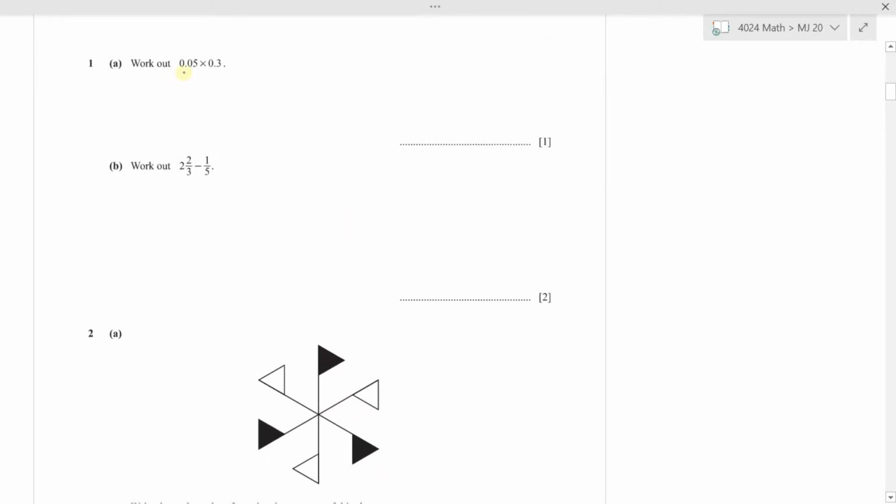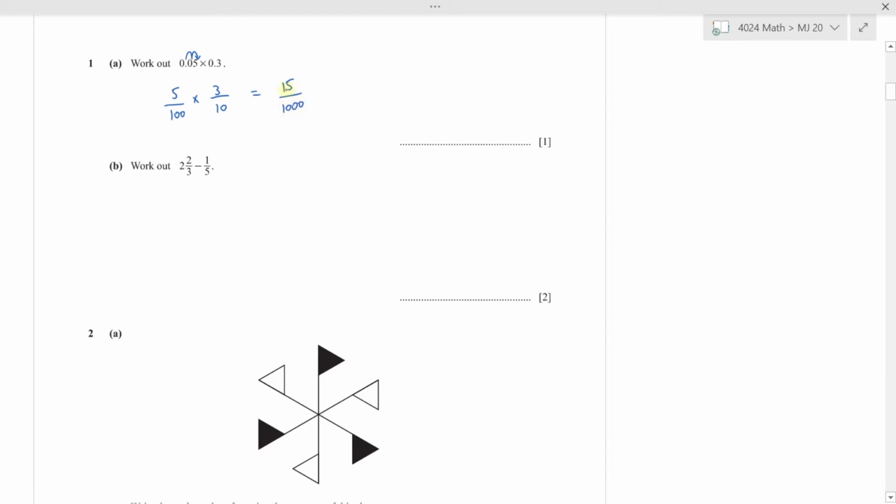Part A is work out 0.05 multiplied by 0.3. So I will convert these into fractions to make the multiplication easier. So this decimal will move 2 places to the right. So this will become 5 over 100 multiplied by 3 over 10. So this will be 15 over 1000.